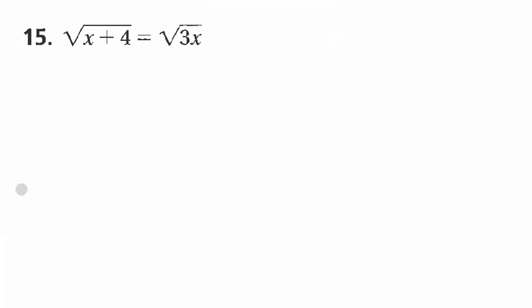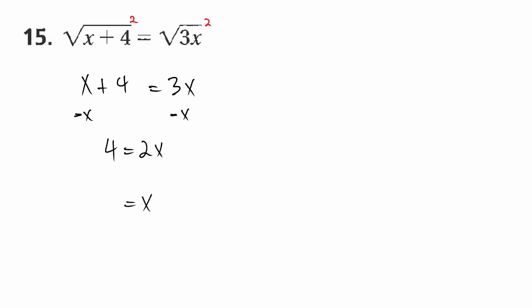So for 15, I'm trying to get x by itself. I'm going to square both sides, which remember is sort of semi-illegal. It's kind of legal, but it's kind of not. And so conveniently, I get a linear equation, so I don't have to use the quadratic formula at all. So you just get 4 equals 2x. Now I'm going to divide both sides by 2. So x is equal to 4 divided by 2, which is 2. x equals 2.